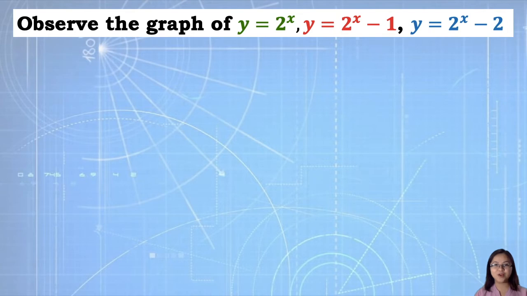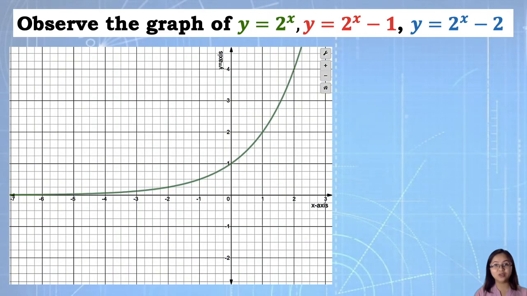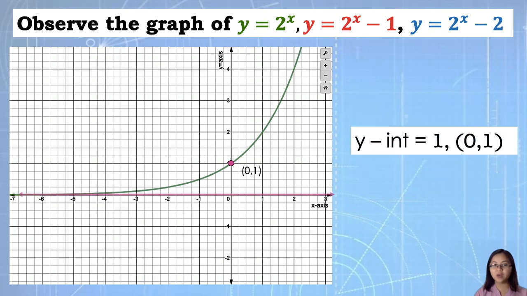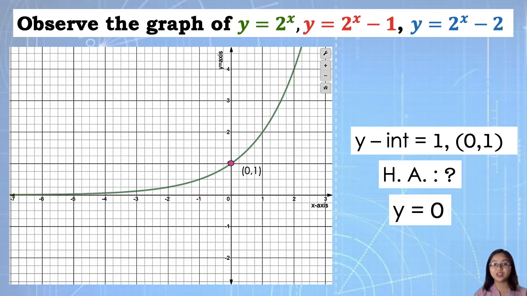Now let's have more functions. Let's observe the graph of y is equal to 2 to the x minus 1 and y is equal to 2 to the x minus 2. So I have plotted here our parent function just to remind us the properties when it comes to the y-intercept and horizontal asymptote. That will be our basis.